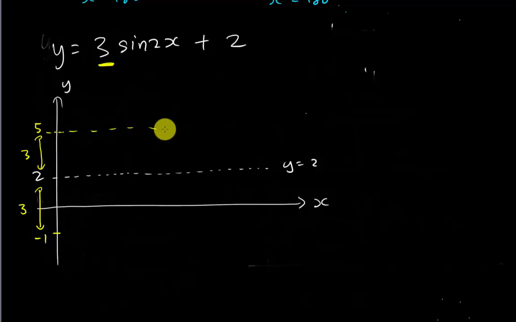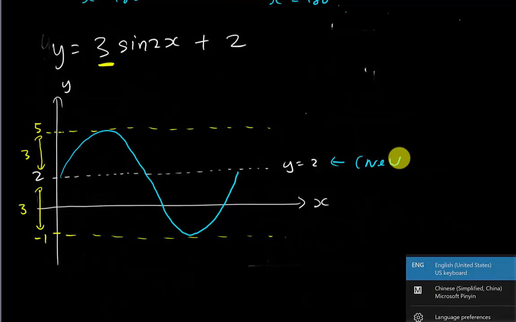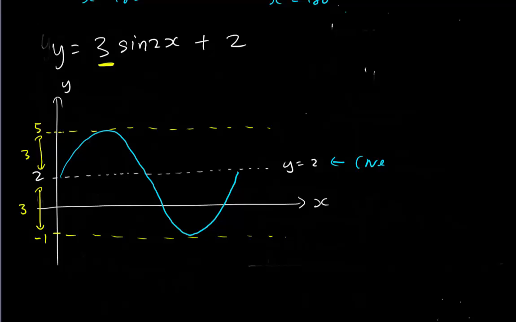That means your graph will change a bit. This is how I say shift up 2 units, because just now it was on the x-axis. So your sine graph looks like this. My graph is not so perfect, however, this is what happens. Imagine the line y equals 2 is your new x-axis. Just assume, of course it is not the new x-axis.